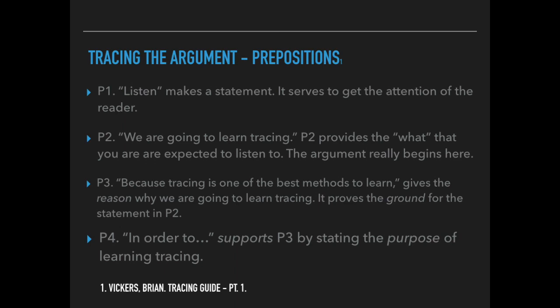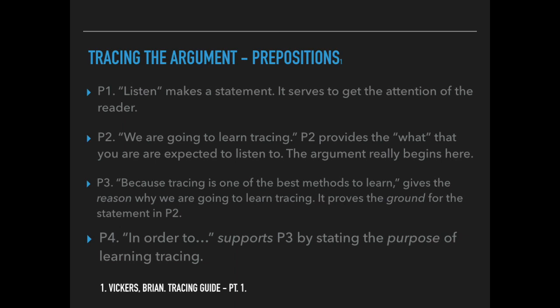Preposition 3, because tracing is one of the best methods to learn. That gives the reader the reason why we're going to learn something. Because, that's a reason statement. It provides what's called the ground of the statement before. Why are we going to learn tracing? Because tracing is one of the best methods to learn.